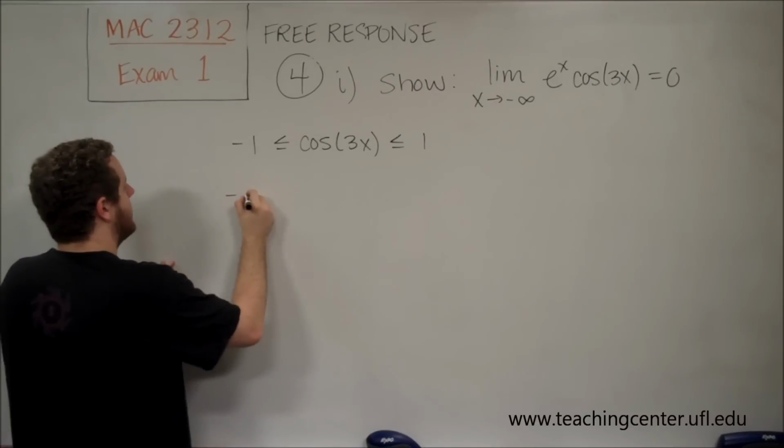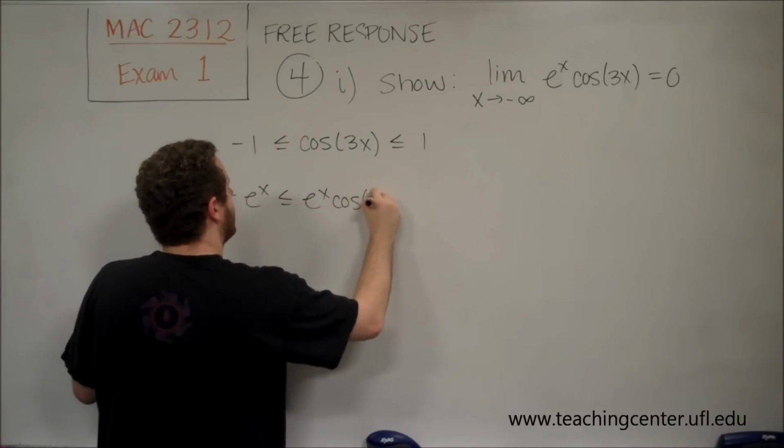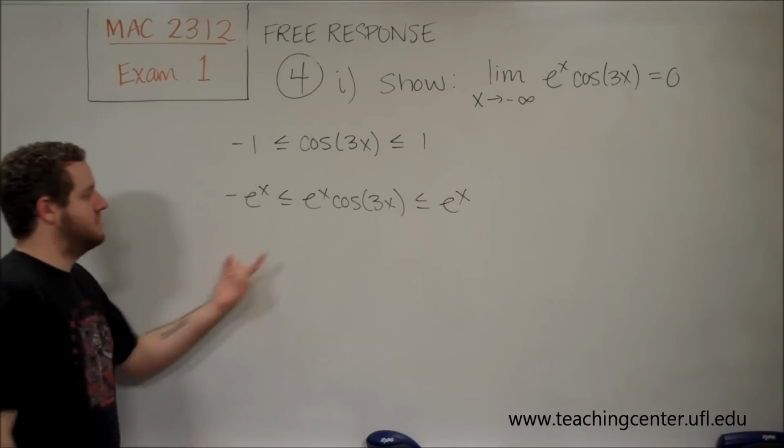So if we multiply everything by e to the x, our inequality would now just look like this.